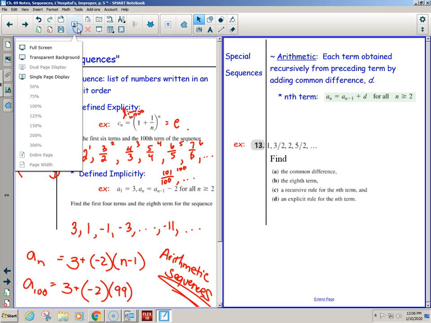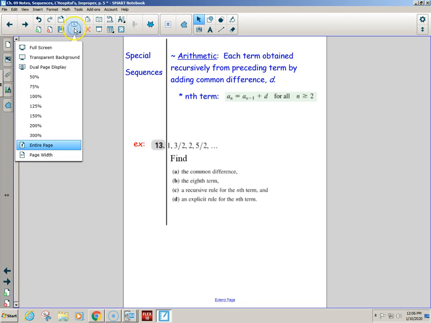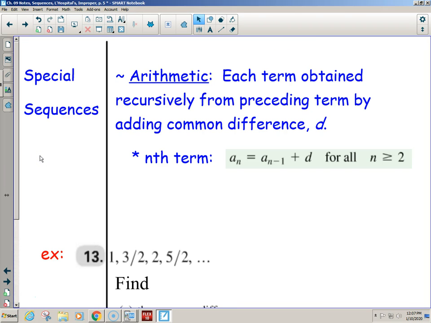But for special ones, like arithmetic and geometric, there are these defined ones that technically you memorized once upon a time. And you could memorize again, or you could just understand. For instance, whenever we're trying to do a recursive formula for arithmetic, it's always going to be the nth term is the previous term. Remember this terminology? Nth term is the previous term plus the common difference, which could be a positive or it could be a negative.